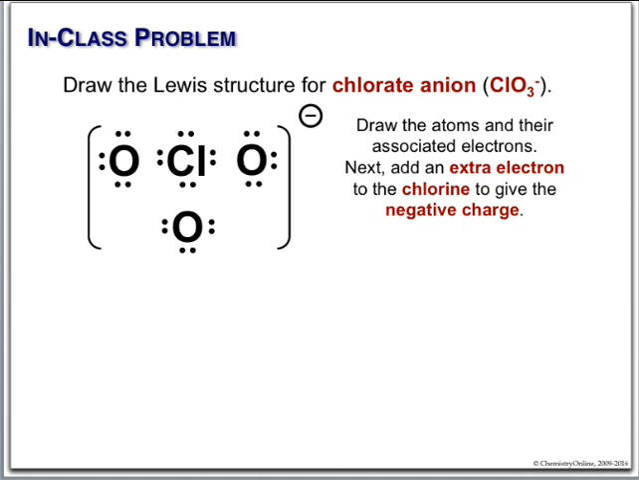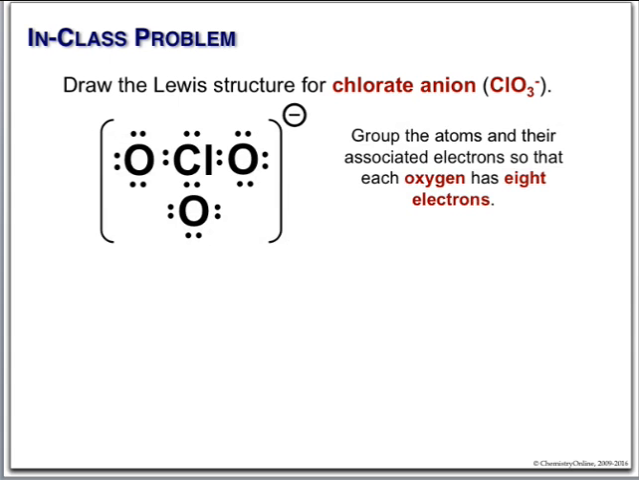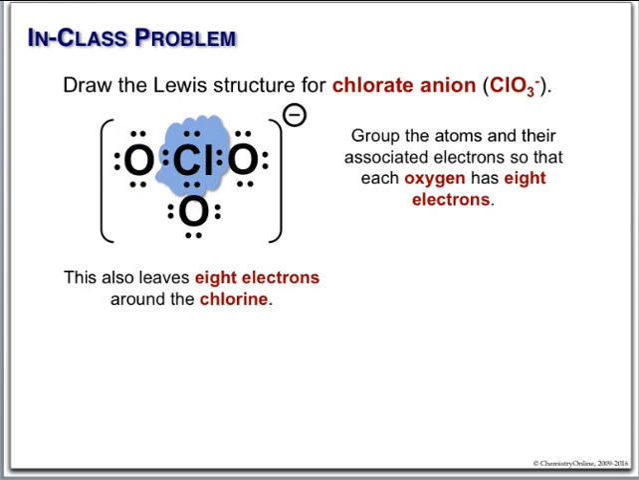Now, it's trivial to write the structure and make the bonds. We scooch everything close together. Remember, it's all got a -1 charge. All of our oxygens have 2, 4, 6, 8 electrons. Our chlorine in the middle also has 2, 4, 6, 8 electrons. So everybody satisfies the octet rule. Everybody's happy. And the whole complex has a -1 charge.